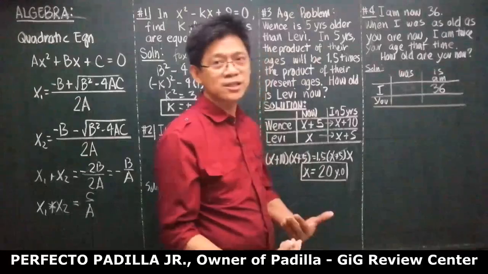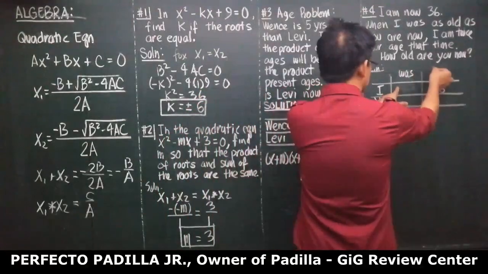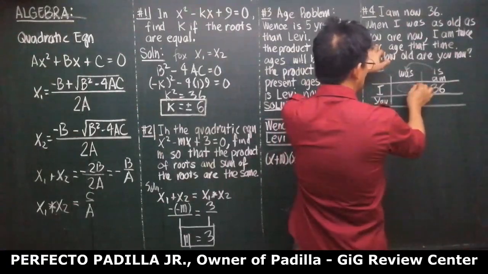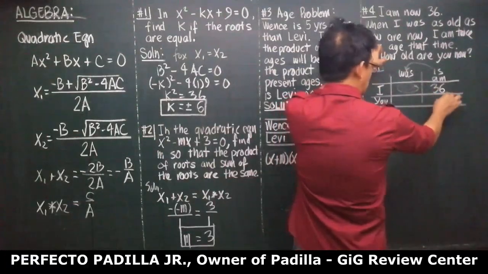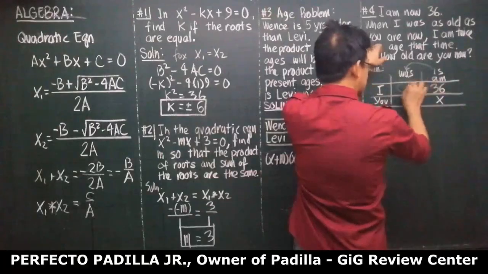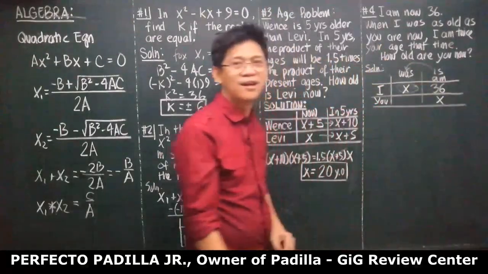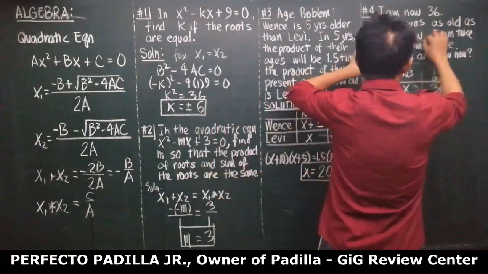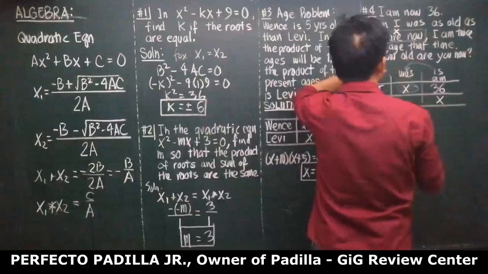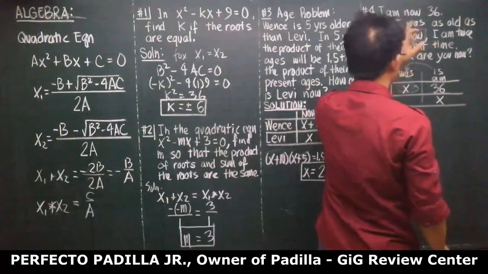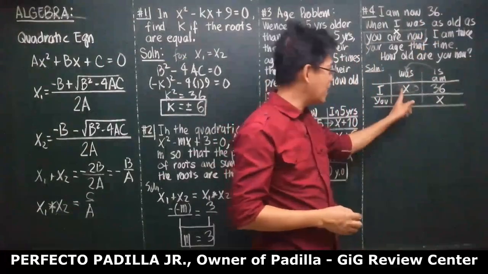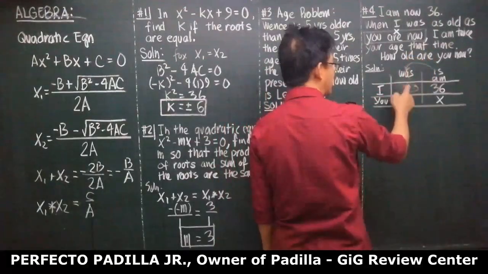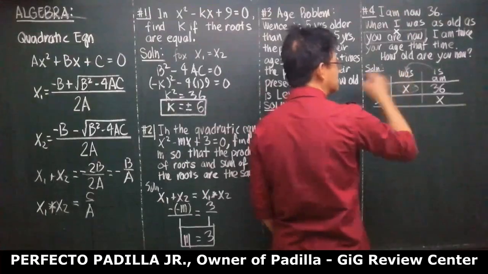When I was, that refers to this time. When I was as old as you are now. So, if this is X, when I was X, right? So, we say here, you are now X. When I was X, meaning during this time, I am twice your age that time.